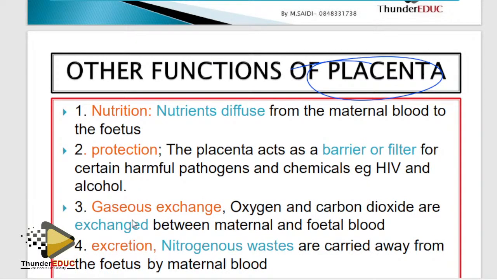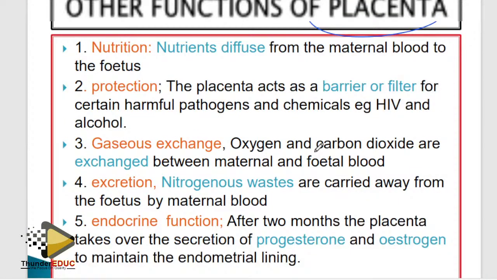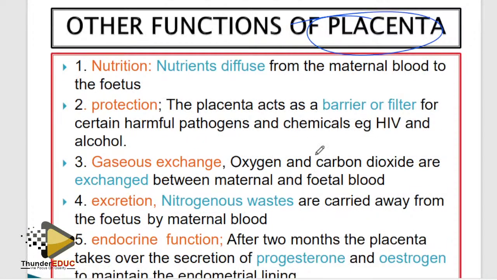If you don't remember the functions of the placenta, this is what you do. Think about the processes which occur in your body. Obviously, you have gaseous exchange, you excrete, you go to pee, you develop the breasts, that is endocrine, then you protect, the skin protects you, you eat, and then you pass gas. Nutrition, yes. So think about the processes you have in your body, then you'll be able to know the functions of the placenta, because the placenta is doing everything for the baby.